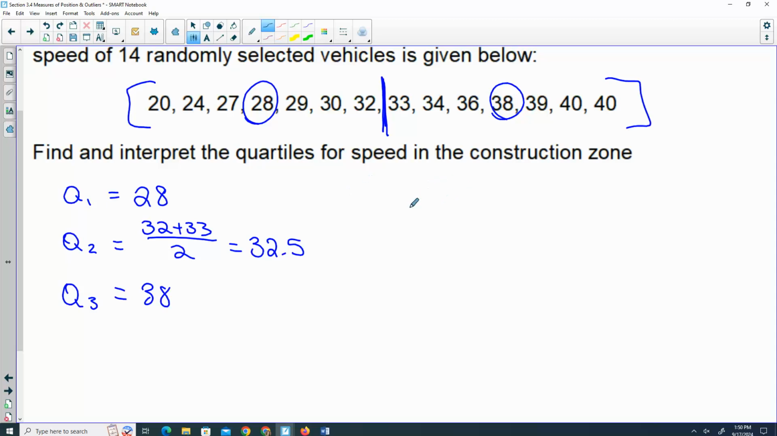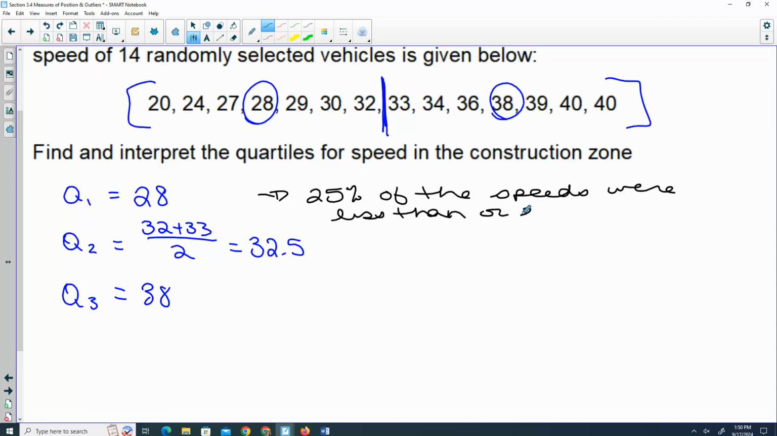If I ask you to interpret, I did on this example, but usually I wouldn't have you interpret all of them. So this tells us quartile 1, 28, that means 25% of the speeds were less than or equal to 28 miles per hour.